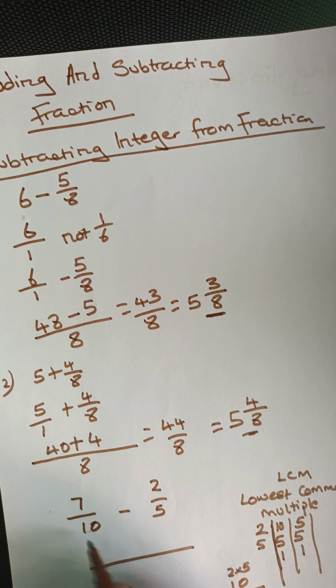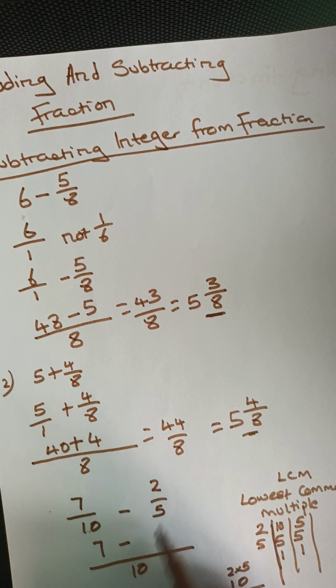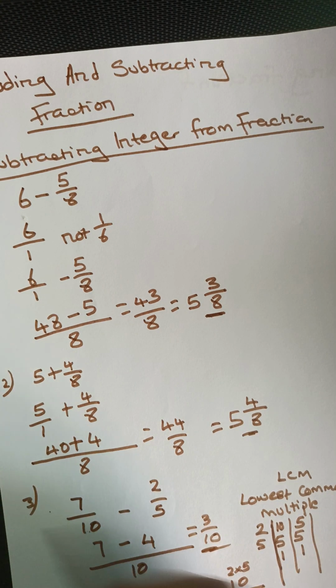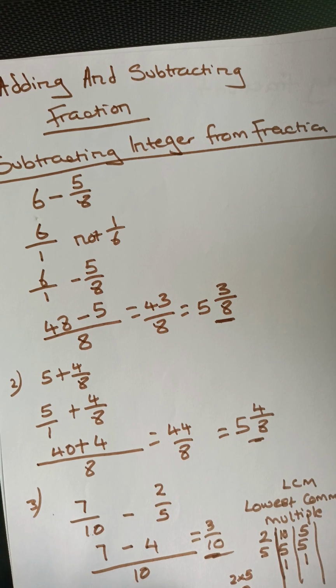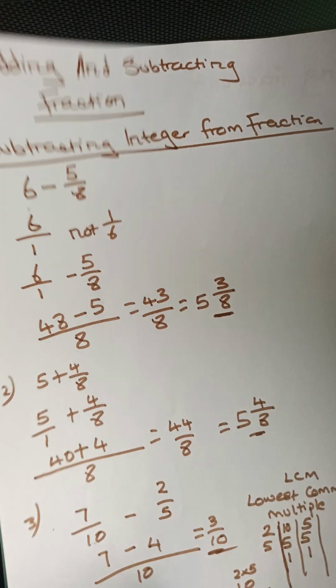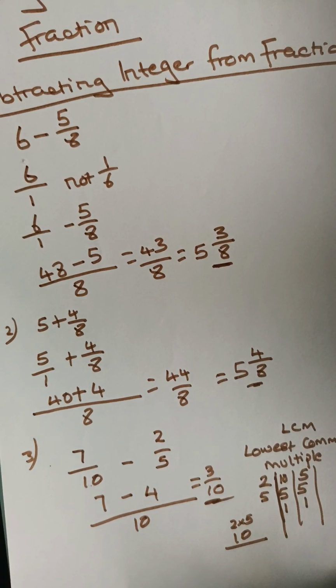So this is what we do. We found the LCM for these two numbers, which is 10. How many 10s are in 10? 1. 1 times 7, 7 minus. How many 5s are in 10? 2. 2 times 2, 4. So our answer is 7 minus 4, 3 over 10. So this is how to solve this. This is our number 3 question. If you don't understand, don't forget to watch it again and you will understand. And let's go to the next question.